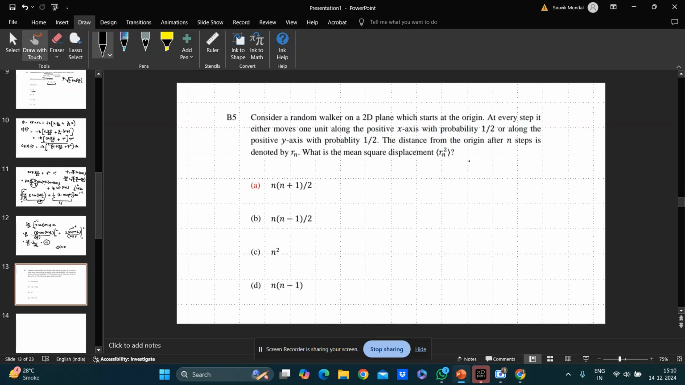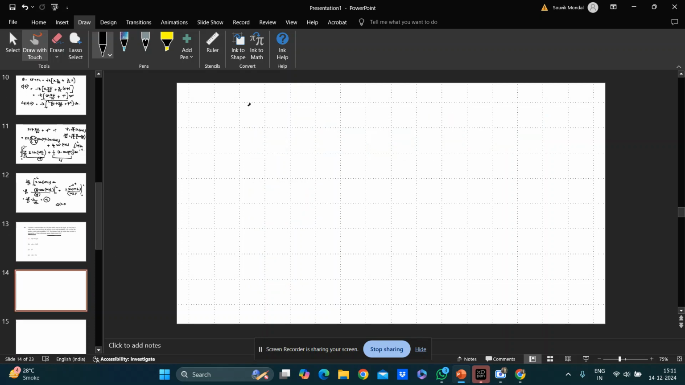This is problem 5. Pause the video and read the question first and try it, then look at the solution. Okay, so here is a 2D plane and a random walker. It can go along the x-axis with probability half or the y-axis with probability half. So the distance from origin after n steps is denoted by Rn. So what is the mean square displacement? Average of Rn square. Okay, so Rn square is xn squared plus yn squared. So the average of a plus b is the average of a plus the average of b.